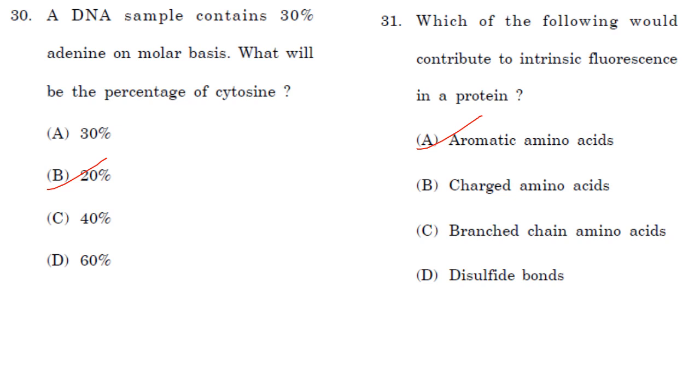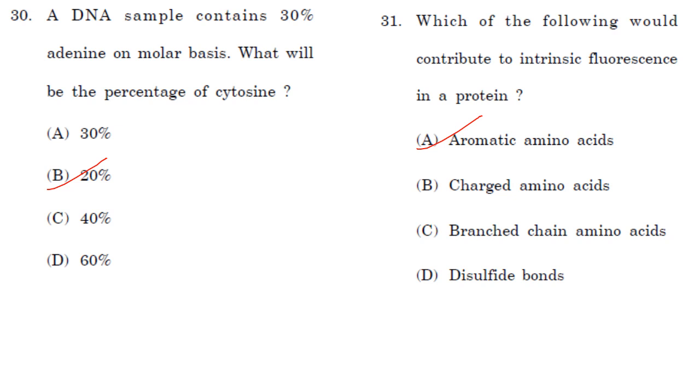Then a DNA sample contains 30% adenine on a molar basis. What will be the percentage of cytosine? So 30% adenine means 30% will be thymine. So 30 plus 30 will be 60. So 100 minus 60 will be 40. 40% will be cytosine and guanine together. So 20% will be cytosine and 20% will be guanine. So the answer here is option B.